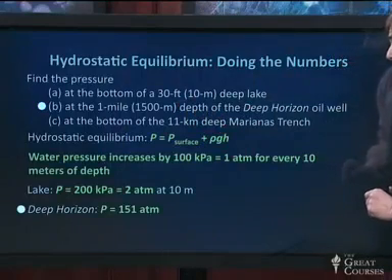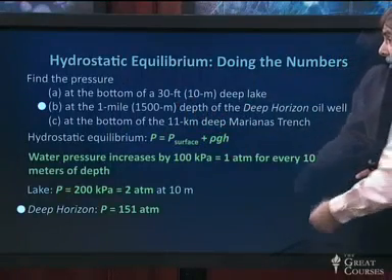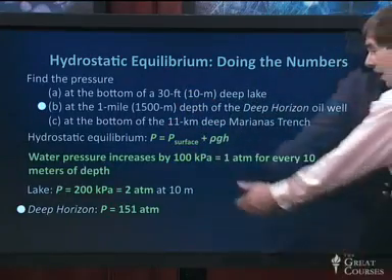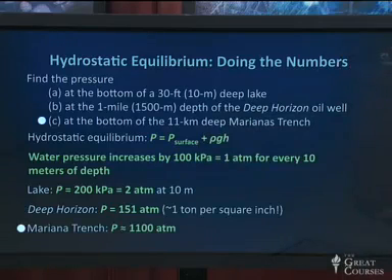At the Deepwater Horizon, we're down 1,500 meters. Well, we increased by 1 atmosphere for every 10 meters, so we've increased by 150 atmospheres. We had the additional atmospheric pressure at the top, and therefore we're at 151 atmospheres. That's a ton of pressure per square inch. And in the Marianas Trench, it's a crazy 1,100 atmospheres, a huge, huge amount of pressure. So that is an example of hydrostatic equilibrium, where we've done the numbers.